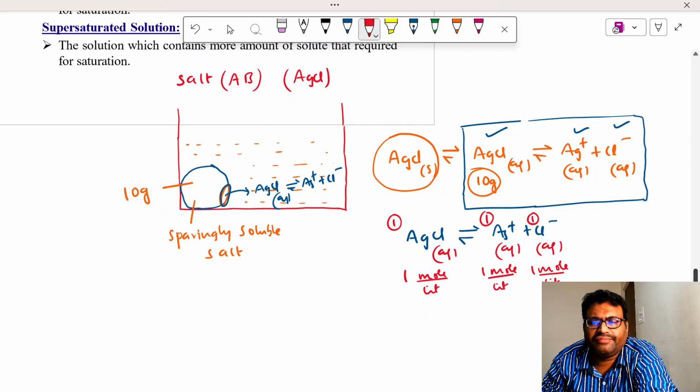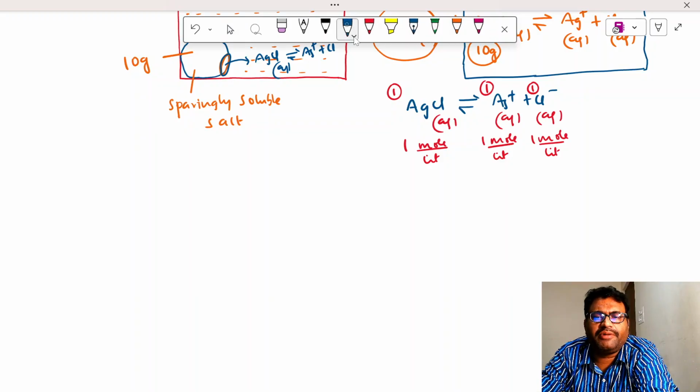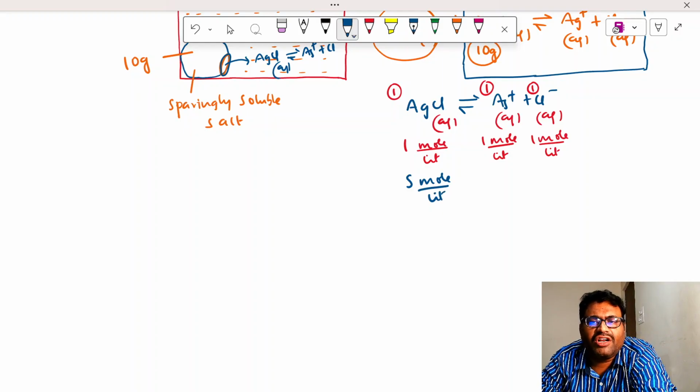If I consider S moles, let me take S moles per liter dissolved. Dissolved AgCl is how much? S mole per liter. Then how many moles of Ag plus will be formed? S mole per liter. And how many moles of Cl minus will be formed? S mole per liter, right?